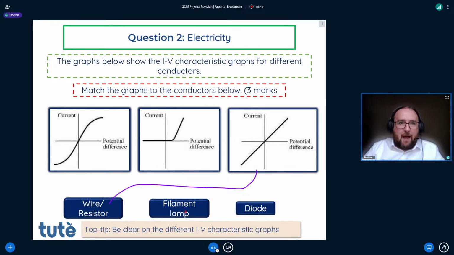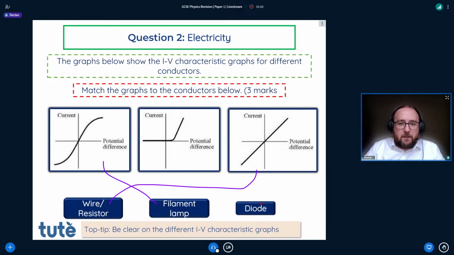So the filament lamp, as it's getting hotter, as more energy is coming through, is increasing the resistance. And increasing the resistance makes it so the current levels off, so not as much current comes through. So our filament lamp matches up with this curly one.